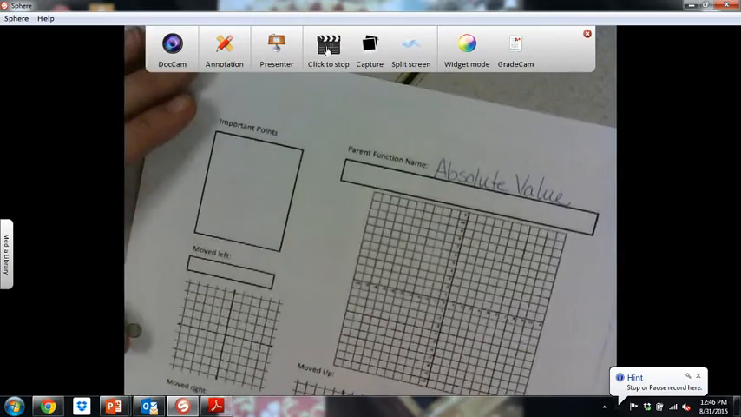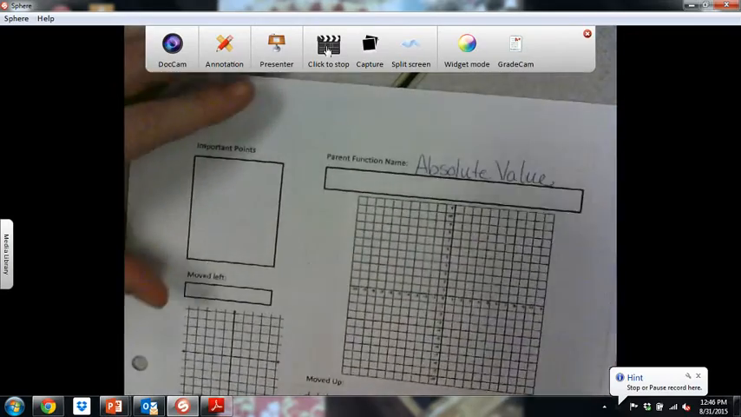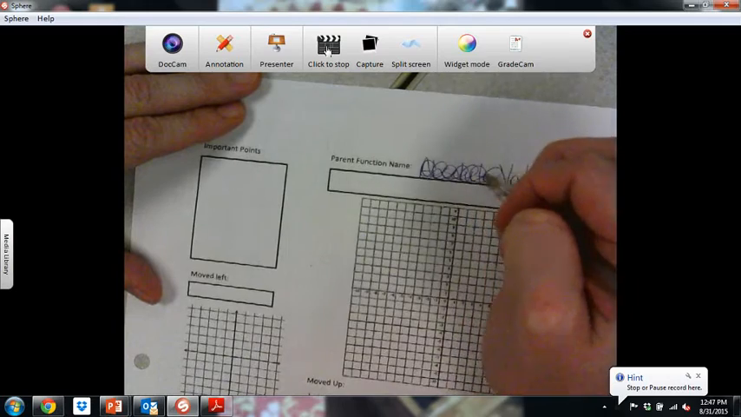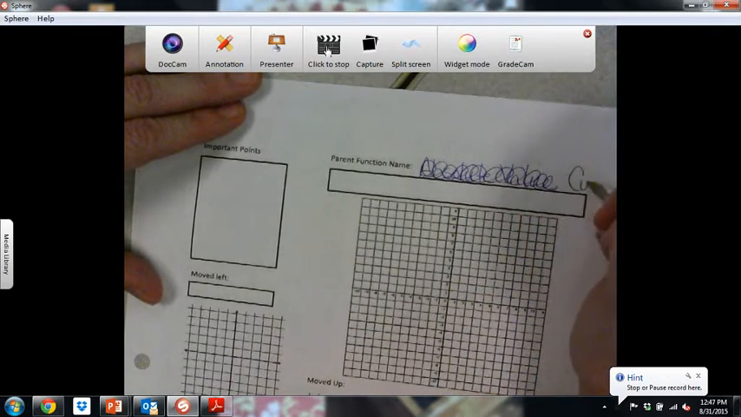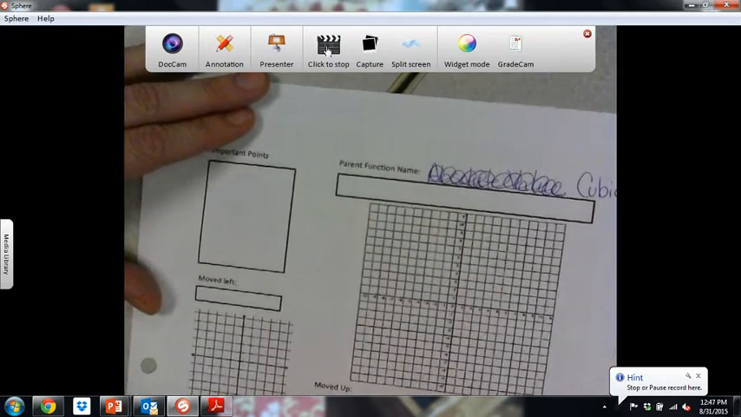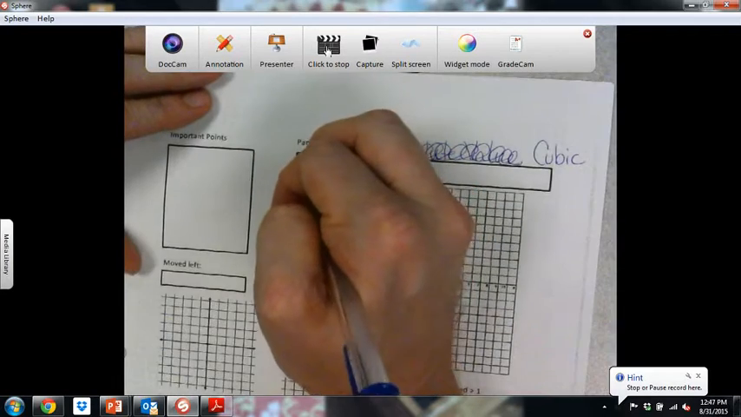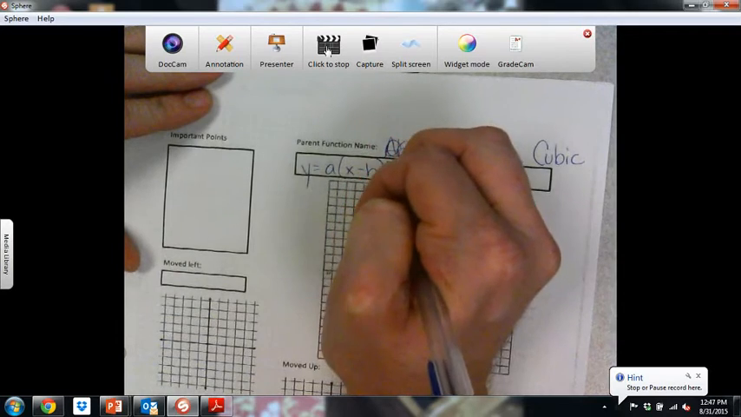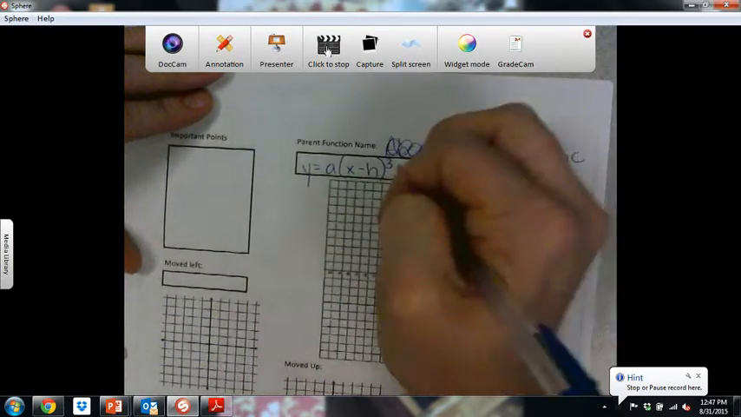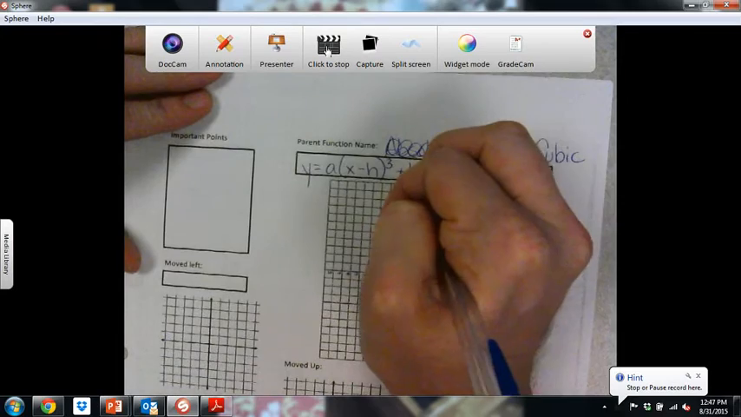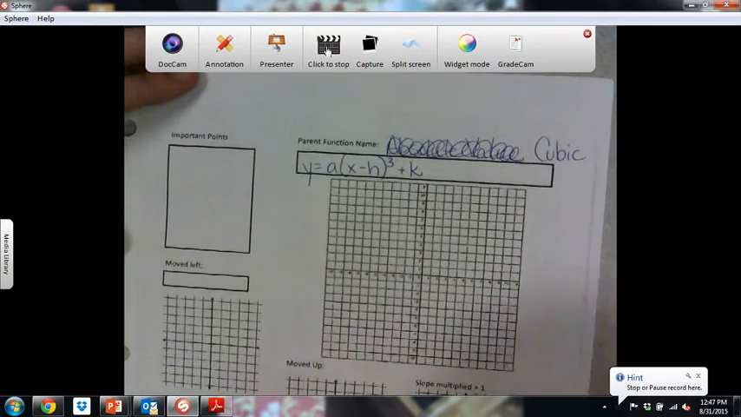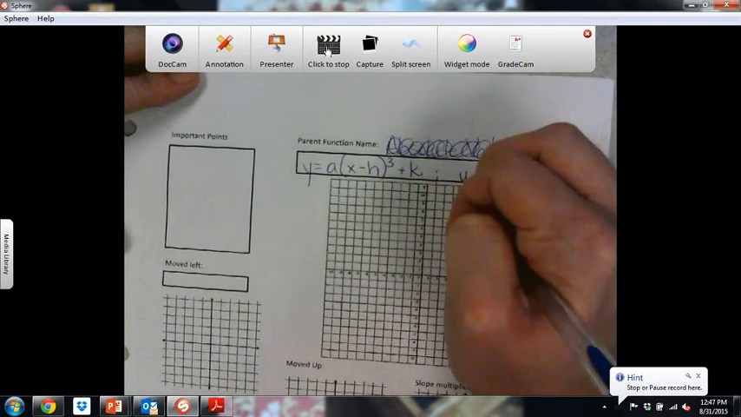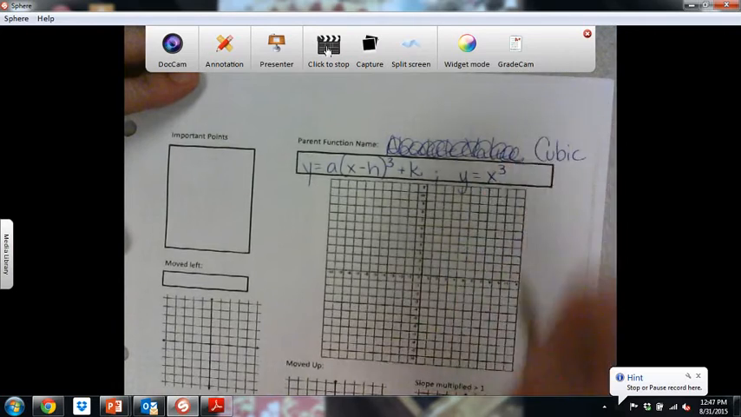The last one that you're responsible for is not absolute value. We already did that. It is the cubic function. And the cubic function looks a little bit different. It's going to be y equals a times x minus h to the third power plus k. And so the most standard one again is y equals x to the third.